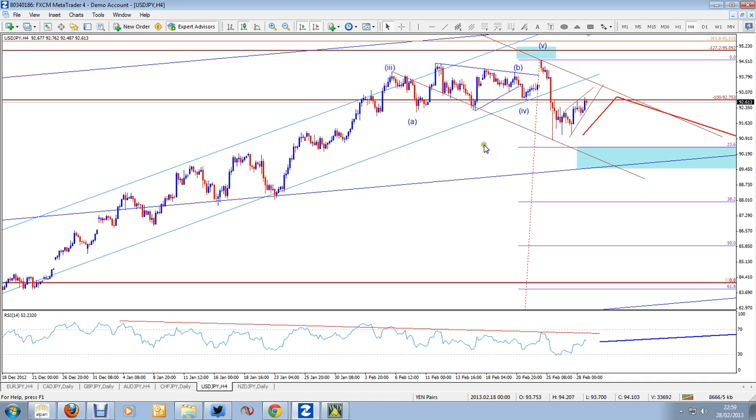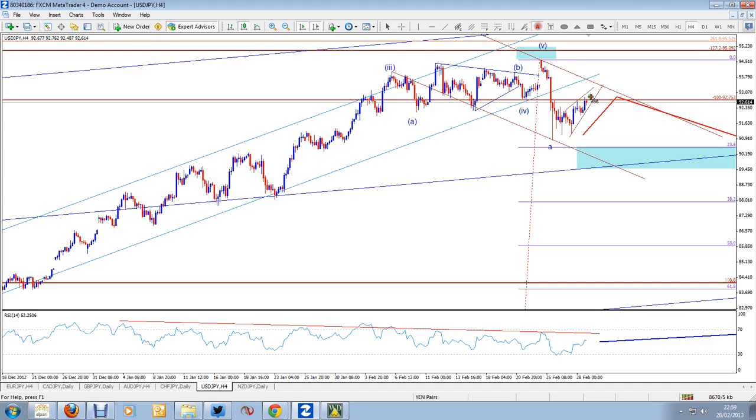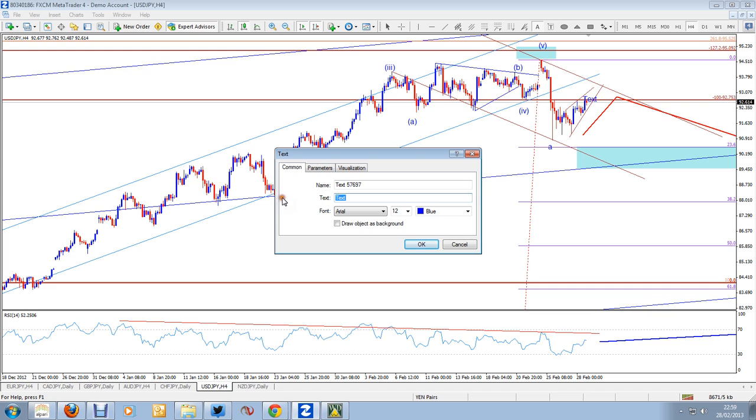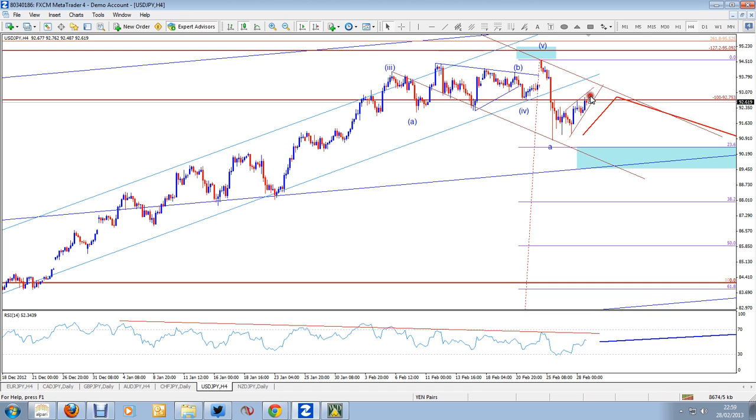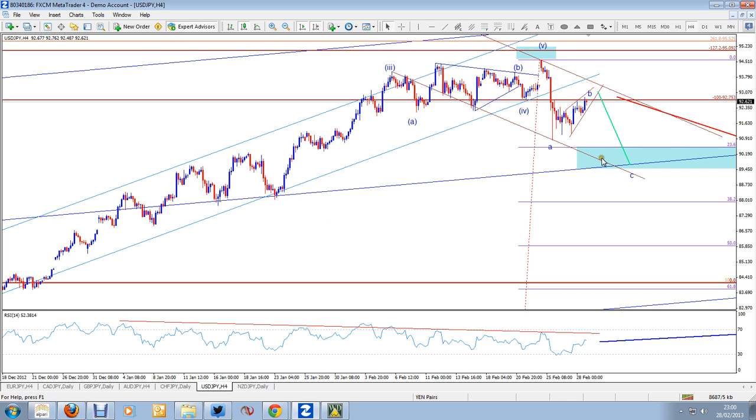Now if that is correct, then what we have so far is possibly wave A, and currently we are in a progression to complete this small wave B, and when that is over, which could happen tomorrow, then we will be looking for the next leg down to form a wave C, and that could easily bring us into around 90 area, or maybe a little bit lower.